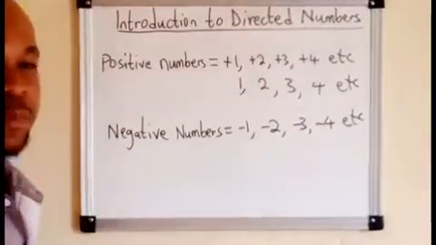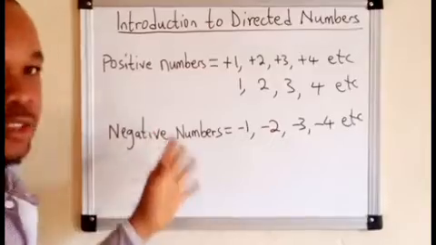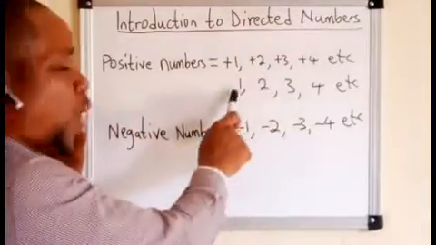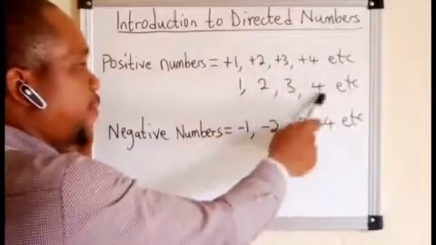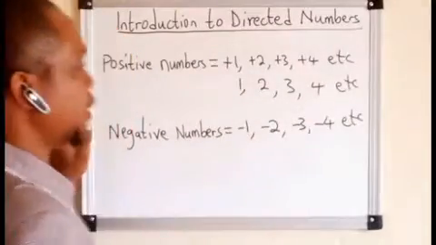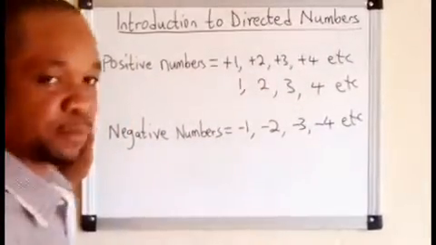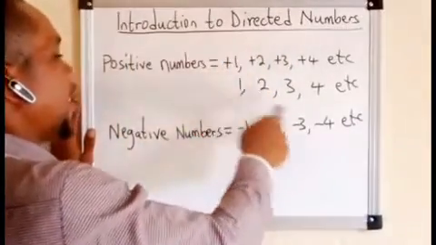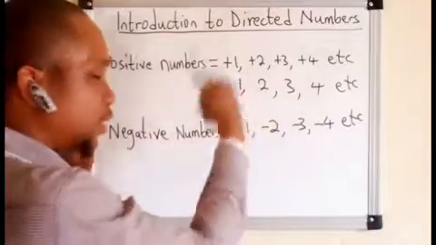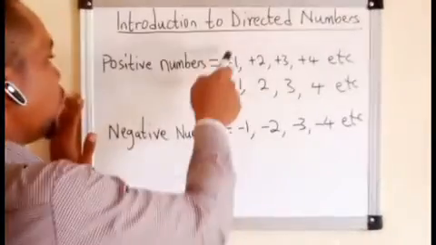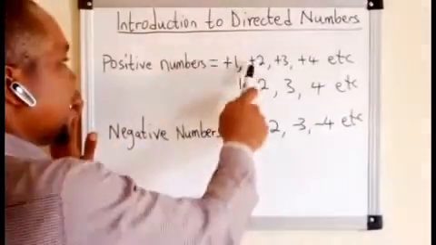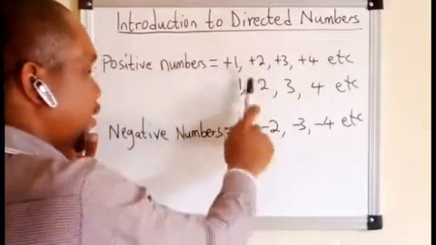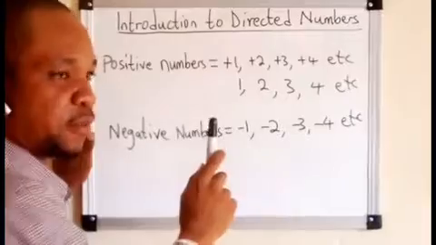Then we can also write positive numbers without attaching the plus sign. We can write positive numbers as 1, 2, 3, 4, and many more. So there are two ways of writing positive numbers: writing them with the plus sign or writing them without the plus sign. Whether you write it with a plus sign or without any sign at all, they are all positive numbers.